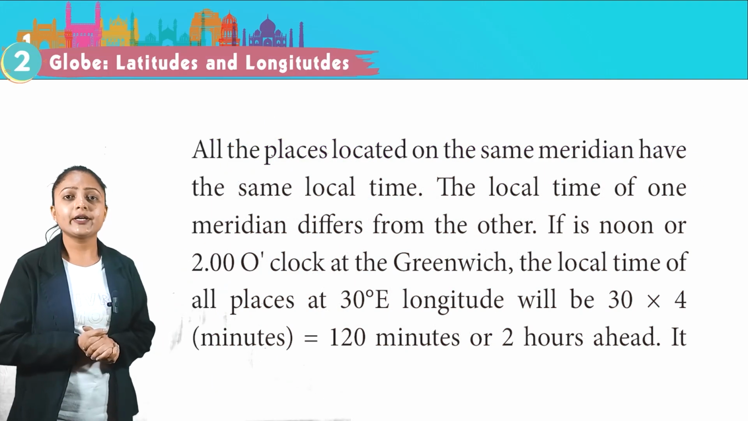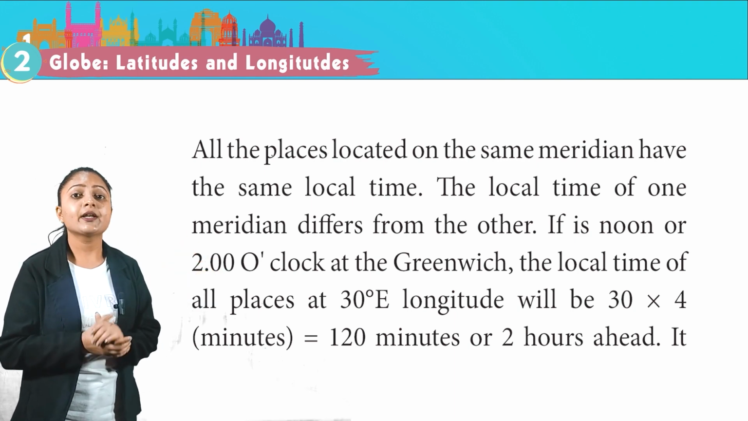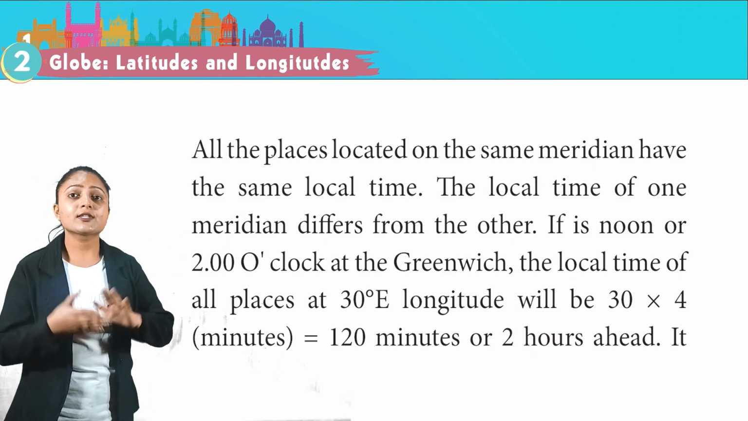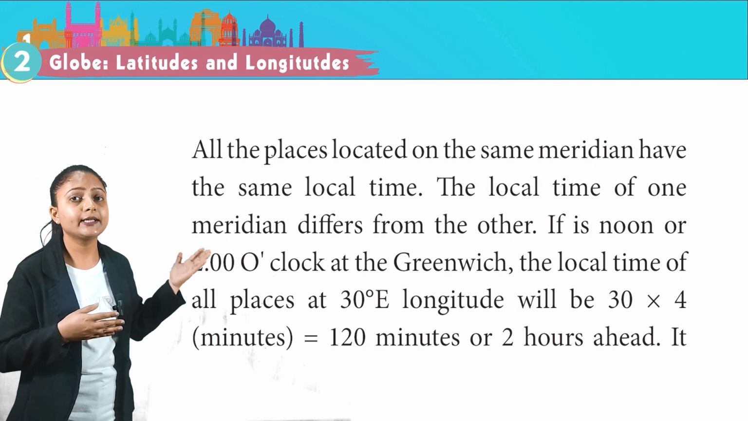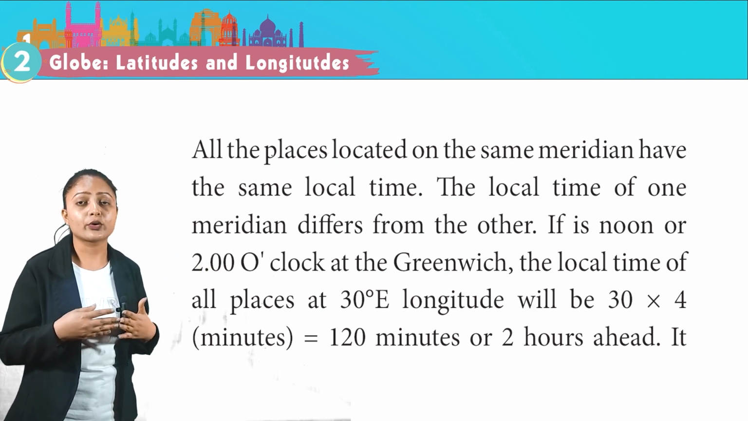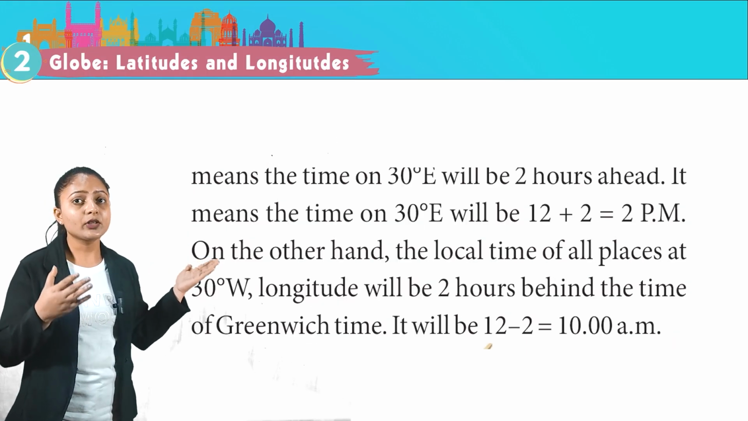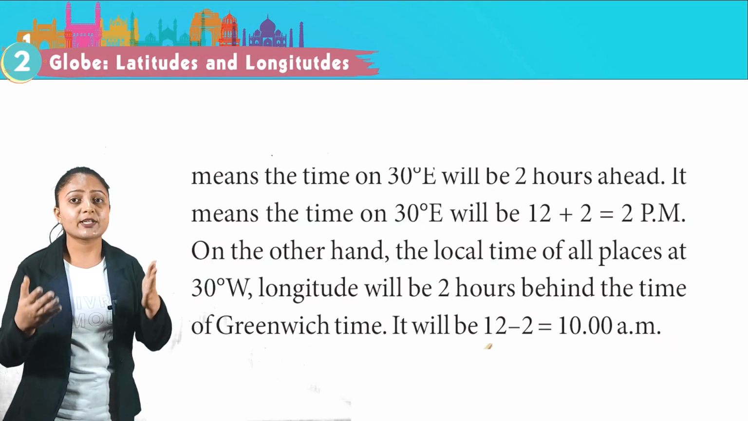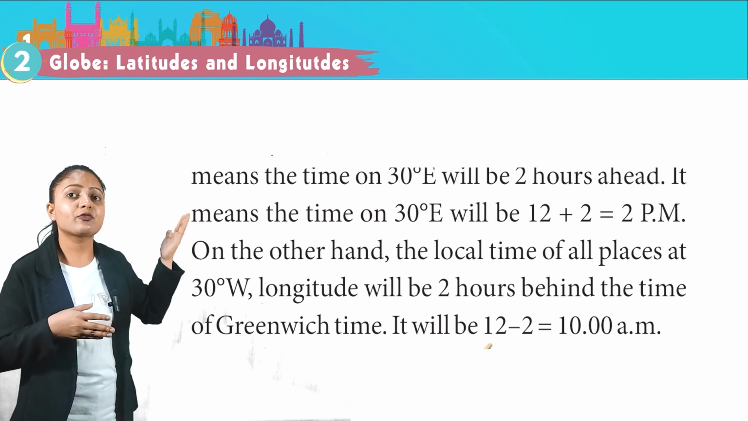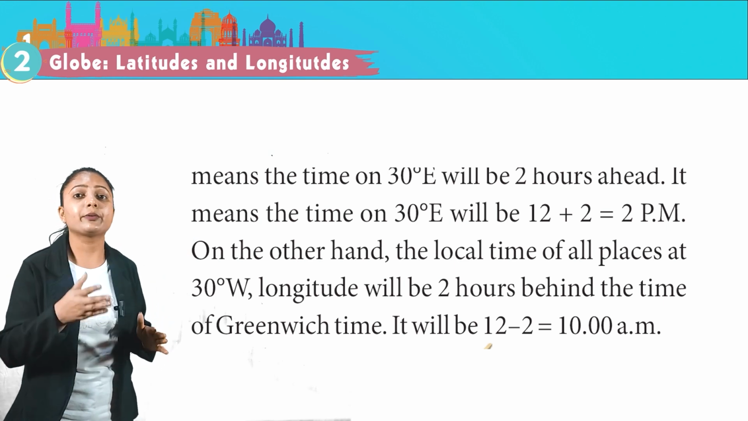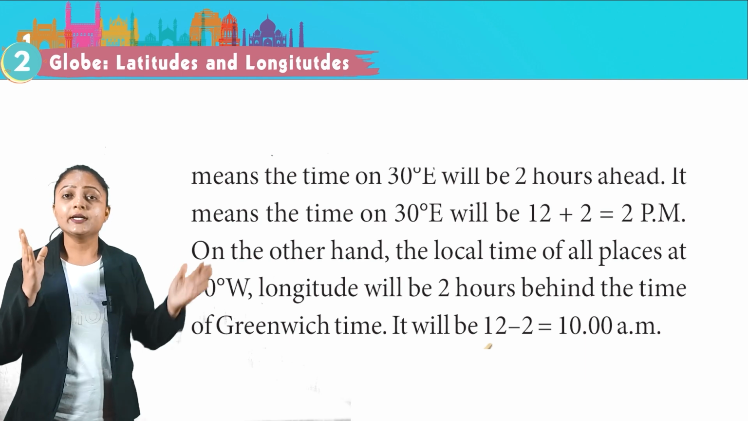All the places located on the same meridian have the same local time. The local time of one meridian differs from the other. If it is noon or 12 o'clock at Greenwich, the local time of all places at 30 degrees east longitude will be 30 into 4 minutes, or 120 minutes, or 2 hours ahead. It means the time on 30 degrees east will be 12 plus 2 is equal to 2 p.m. On the other hand, the local time of all places at 30 degrees west longitude will be 2 hours behind Greenwich time. It will be 12 minus 2, 10 a.m.